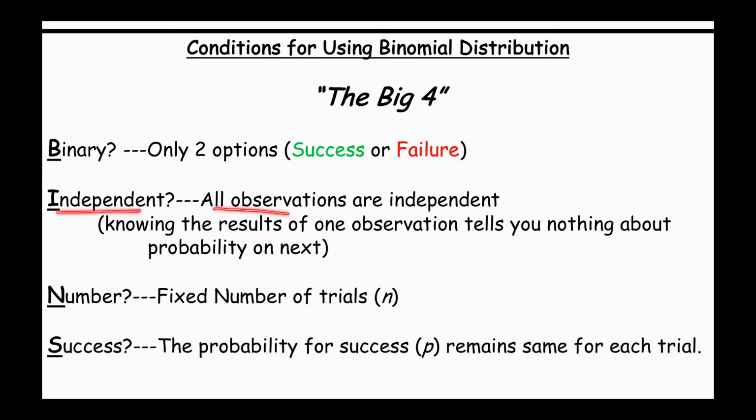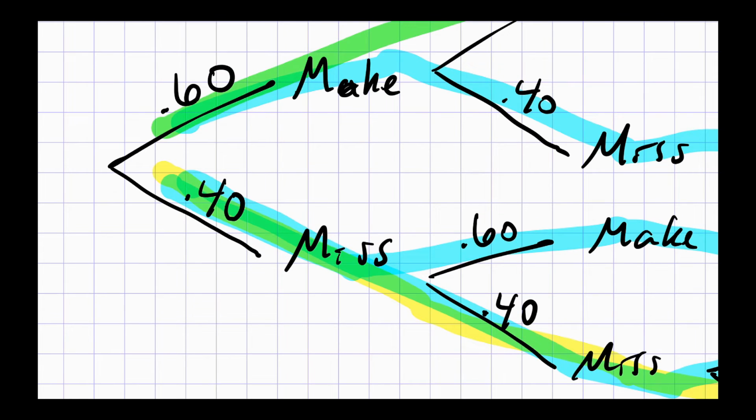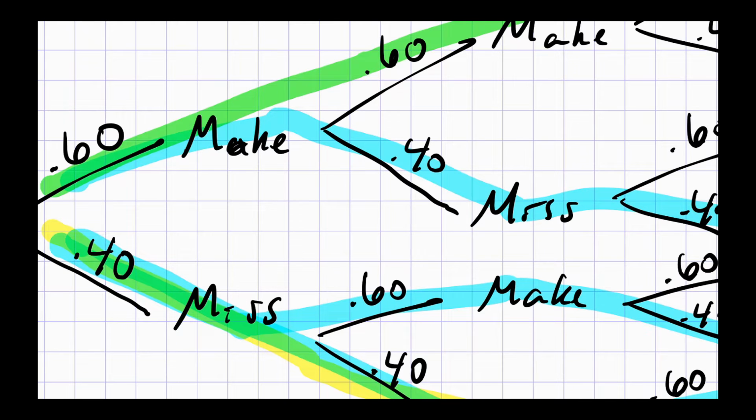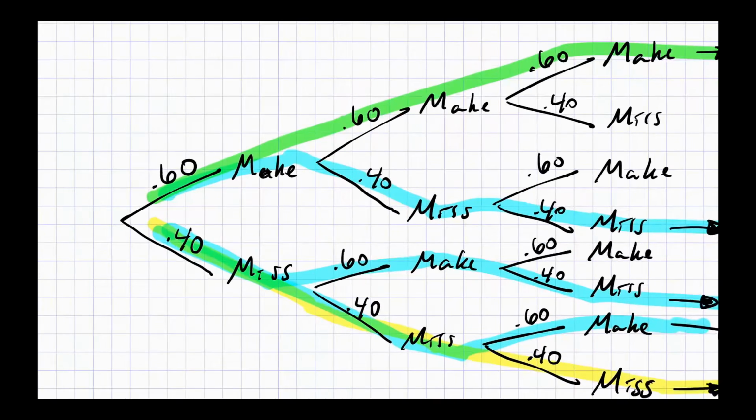Independent. All observations are independent. Knowing the results of one observation tells you nothing about the probability of the next. So if she makes the first one, what's the probability she makes the second one? Exact same, right? Probabilities are exactly the same. Just because she makes her first one doesn't mean the probability is going to change here. It stays, right? That's why it's independent.